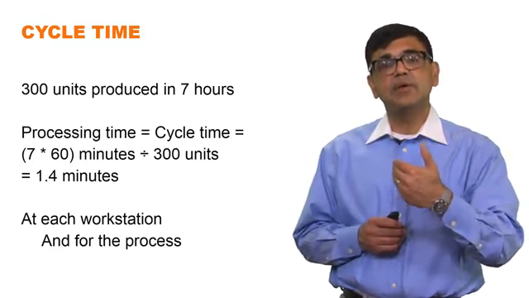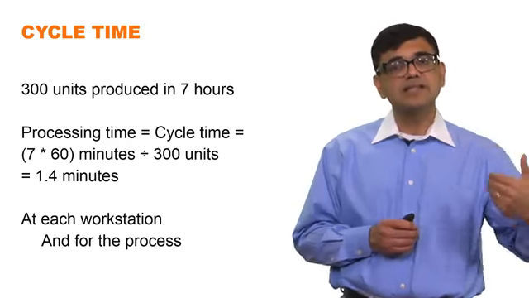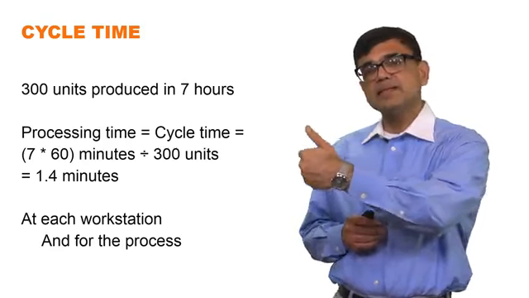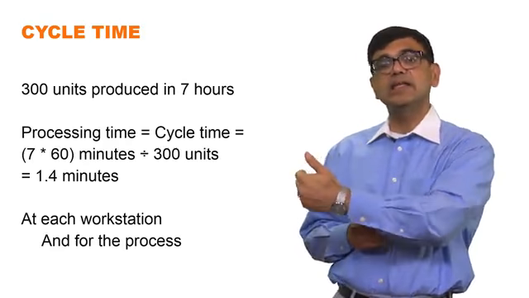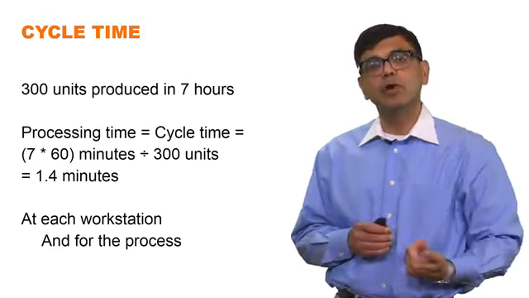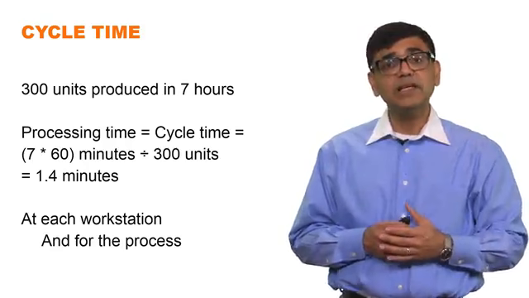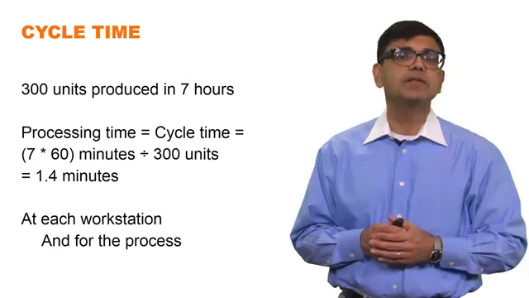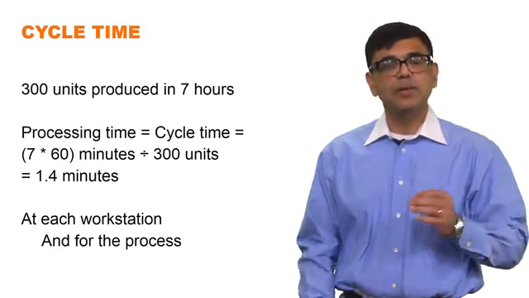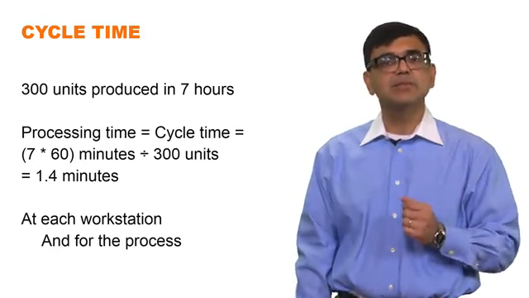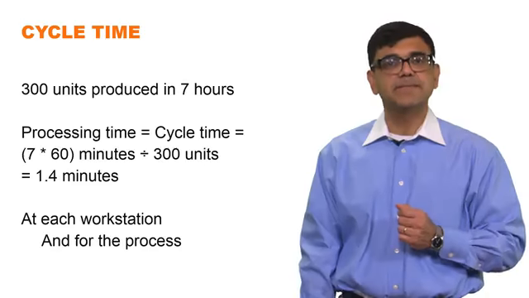So the processing time of each of the stations is 1.4 minutes, and then the cycle time of the process: if you're standing at the end of the process, you're getting an assembled watch every 1.4 minutes. And that's given that they're producing at their intended rate of 300 units per day. So 1.4 minutes at each workstation and for the process. It's a balanced line, therefore that's the case.